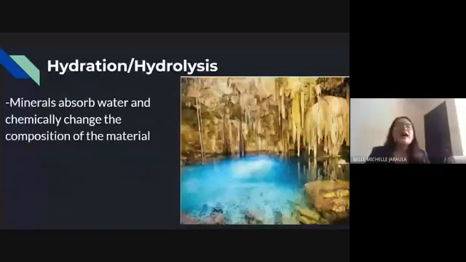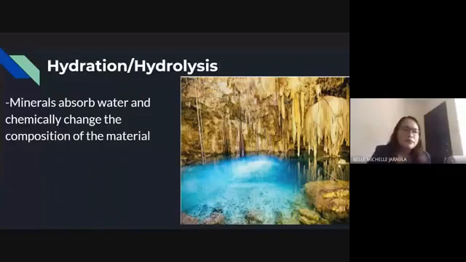So the next one is hydrolysis. Minerals absorb water and chemically change the composition of the materials. This happens only when there is a body of water or a source of water. As you can see in the picture, there are stalactites. These are caused by water. This is what happens with hydration or hydrolysis.